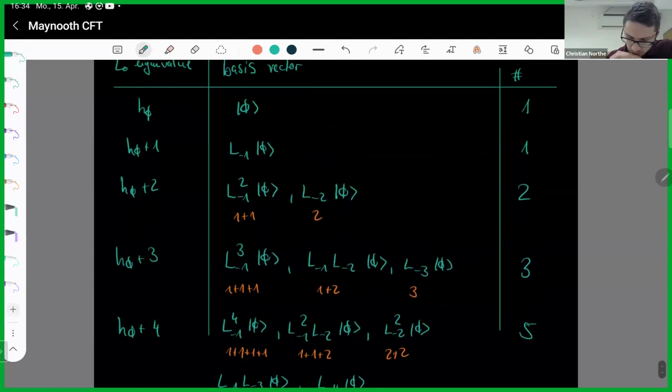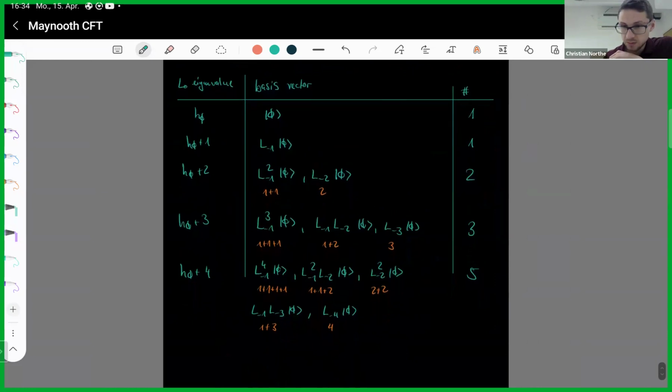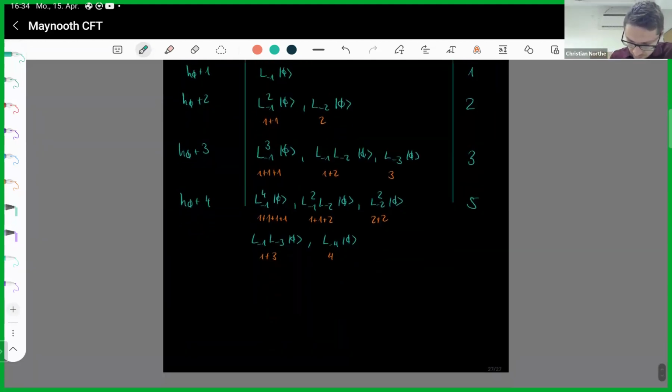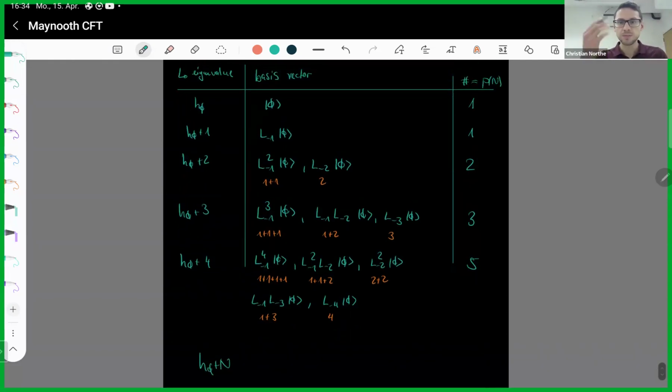Okay, so let's make this a bit smaller. Okay, so you see, why did I make these orange numbers? The reason is that I want to tell you that the number of states at each level goes with the partitions of an integer n. So if I call the level n, so h phi plus n, then I'm going to have the partitions of n. What are the partitions of n?